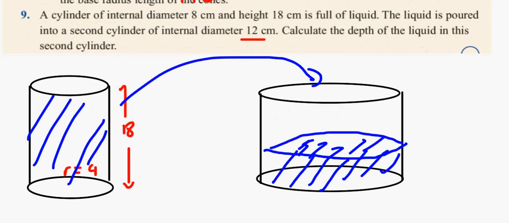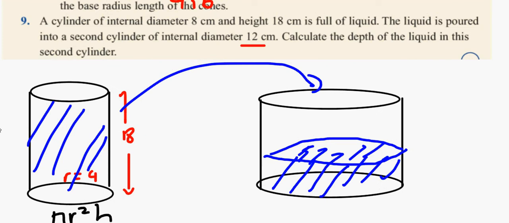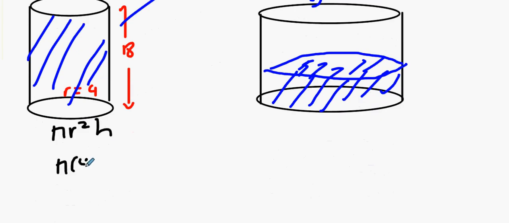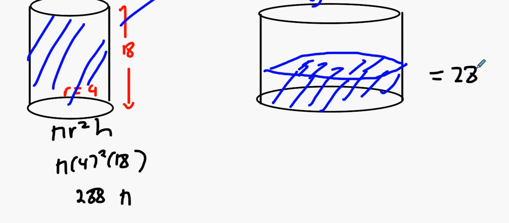So what's the volume of water in the first container? Pi r squared h. And what's the radius? 4. So it's going to be pi times 4 squared times 18. Somebody really quickly, 16 multiplied by 18. What you get? 288. Now, what does that mean about the water in this container? It equals 288 pi.